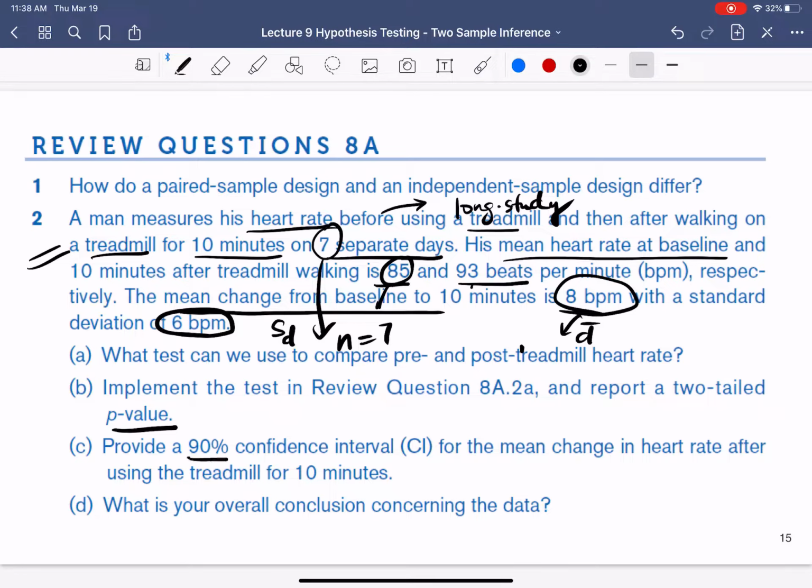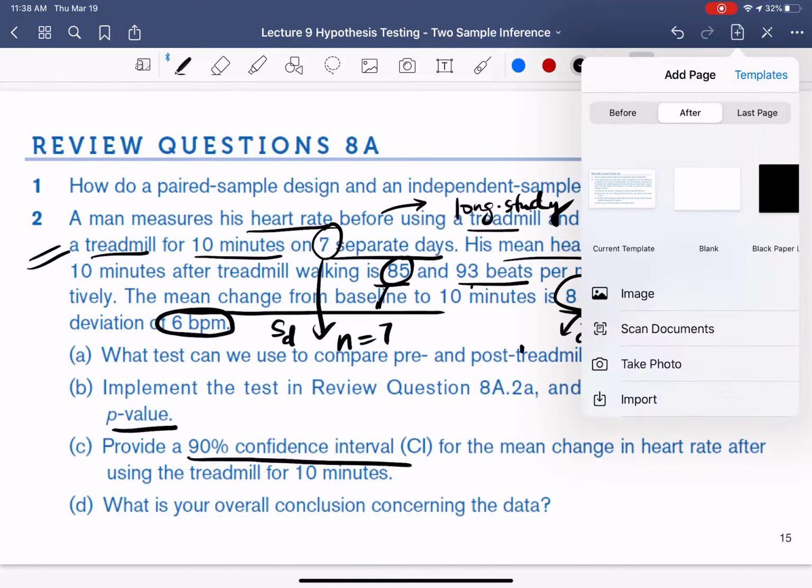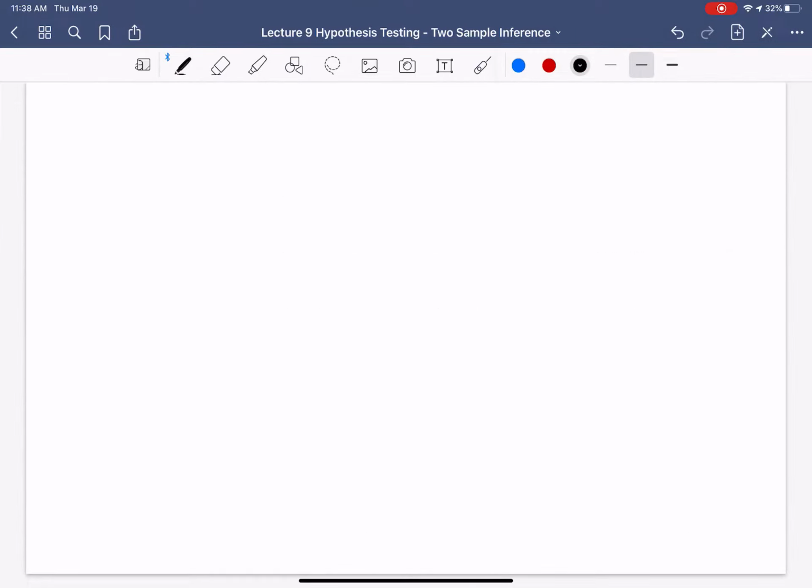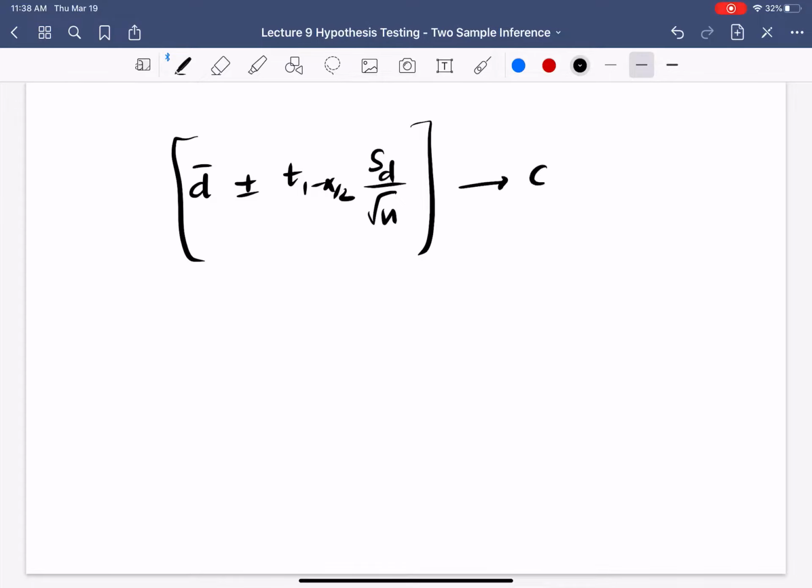And they're also asking you for a 90% confidence interval. So to find the confidence interval, the formula is D bar plus or minus the Z value, so the T value, T1 minus alpha by 2 into SD by root n. So this is the formula for confidence interval.